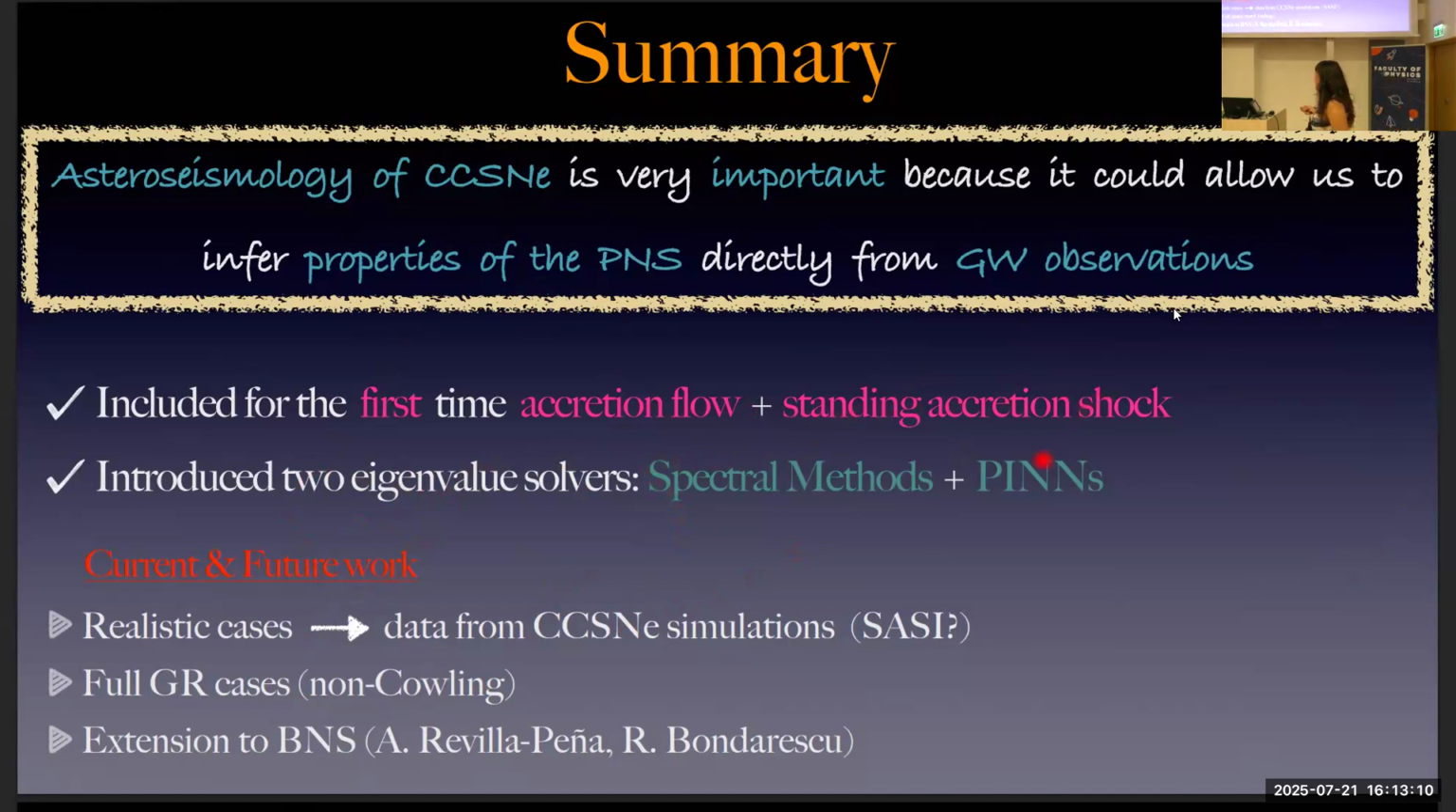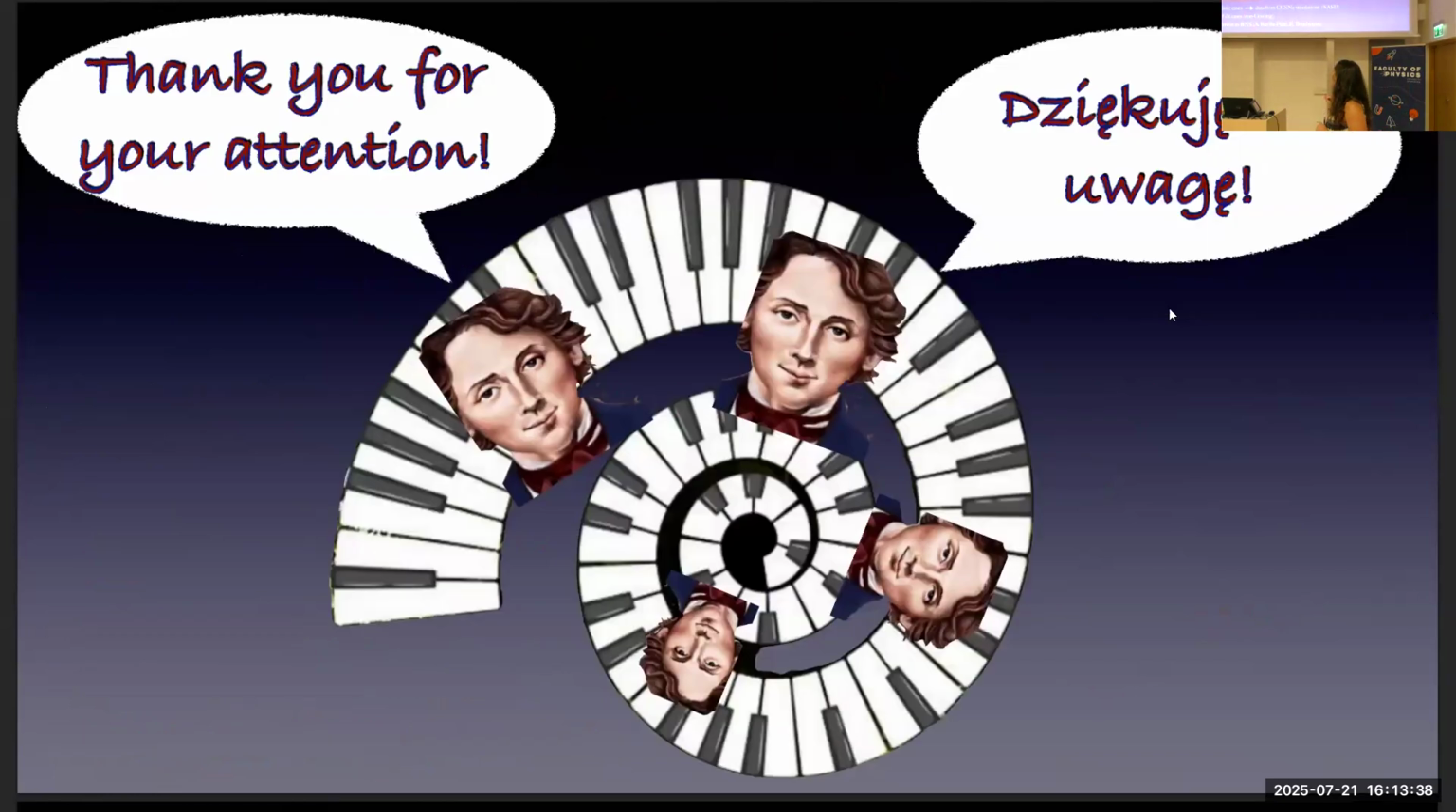So we are working currently on incorporating the data from core collapse supernova simulations, and we hope we capture the SASI. And then as something that we can do in the future is that we can consider the non-Cowling approximation, because now we have all the space-time perturbations equal to 0. And then another extension of our method could be to binary neutron stars, and this is another project that we have. So by this, thank you for your attention.